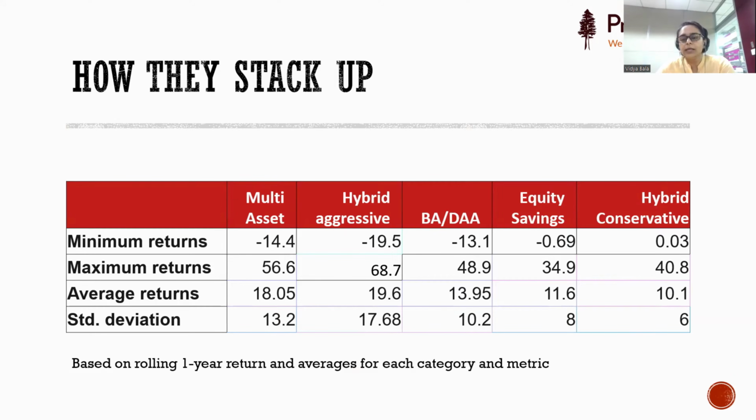They are not the highest in terms of yielding on the upside. In other words, your aggressive hybrid, a pure equity oriented fund with some debt, has actually managed to deliver better as a category. So that's something that you need to keep in mind when you think that this can be the only fund in your portfolio.